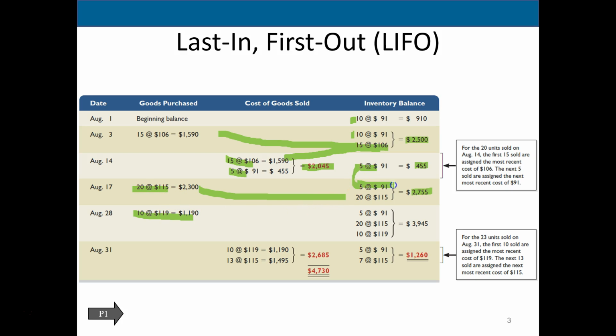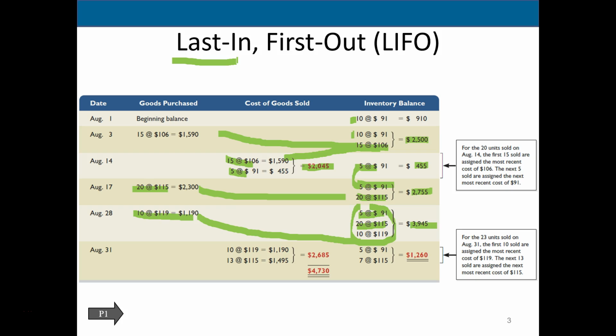Therefore, we have the first layer still there, the second layer still there, 5 at 91, 20 at 115, and now we have the new layer, 10 at 119, giving us 3,945. Then we sold 23 units. Question is, of these units, which ones did we sell under the assumption of last in, first out?